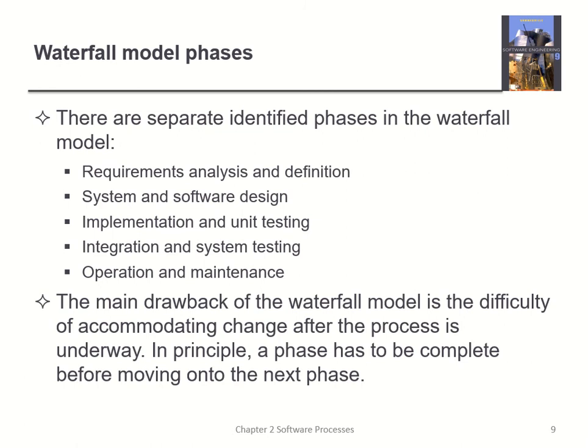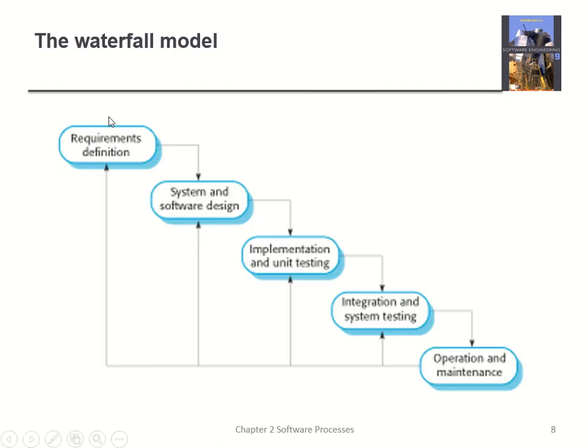So that is what you saw in the previous slide. The main drawback of the waterfall model is that it is difficult to accommodate change after the process is underway. So in principle, a phase has to be completed first before moving on to the next phase. Again, they struggle; they need to finish the first stage or the second stage prior to starting the next stage. That is the drawback of waterfall.